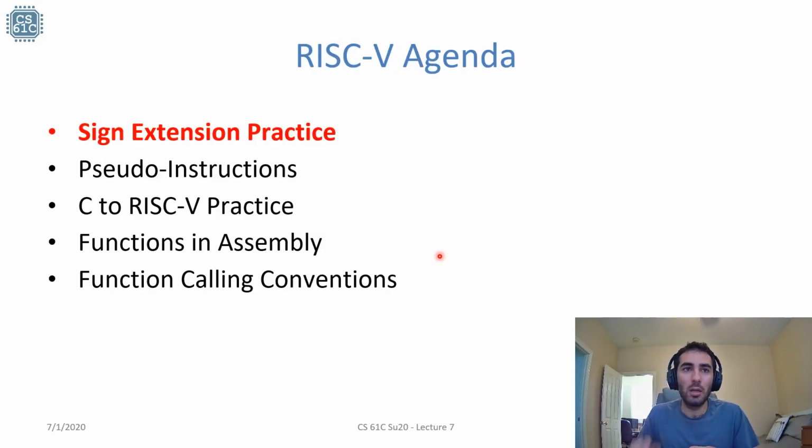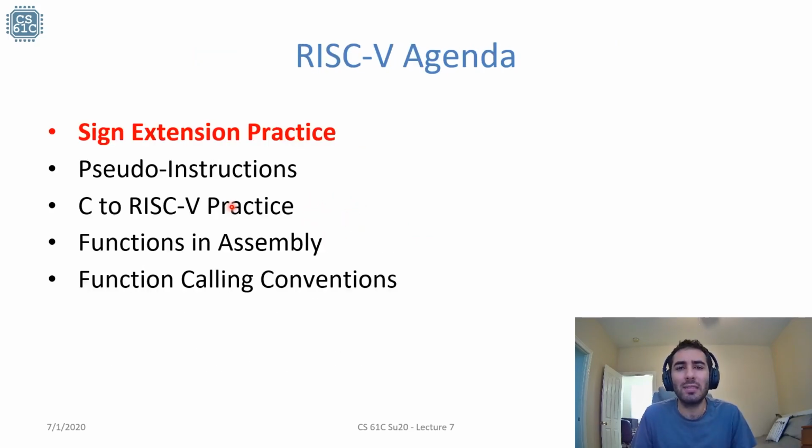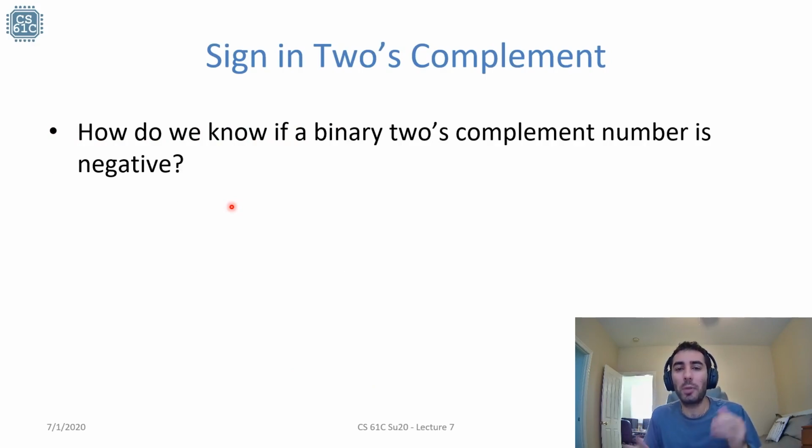As always, all the information regarding these instructions is available on the grid sheet if you ever forget the syntax of any of them. So let's jump into the first concept of today's lecture, which is the idea of sign extension, and this little fancy instruction here called LBU versus LB, and why this instruction even exists in the first place. So let's start off with a quick review.